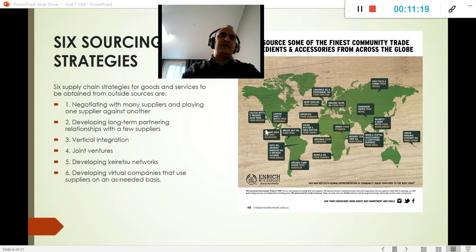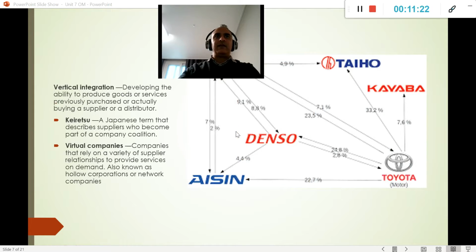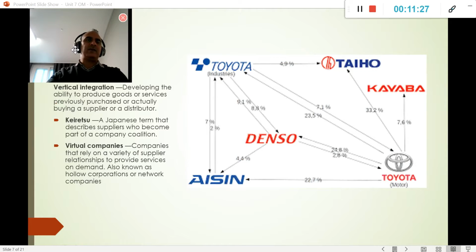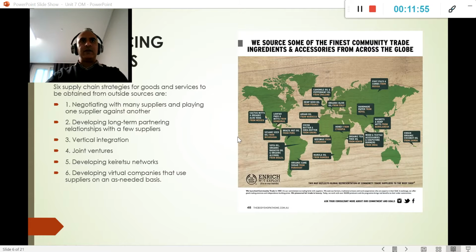We have the Keiretsu networks, and I have this one in here. Keiretsu networks are a very Japanese thing, but it also happens, for example, in Silicon Valley, which is suppliers who become part of a company coalition. In this case, for example, you see how all these companies work together, like for Toyota, this one, Denso, they work together. They are not integrated by any document, but they trust each other, they work with each other, and they work out the prices with each other, and that's it. Okay, very good.